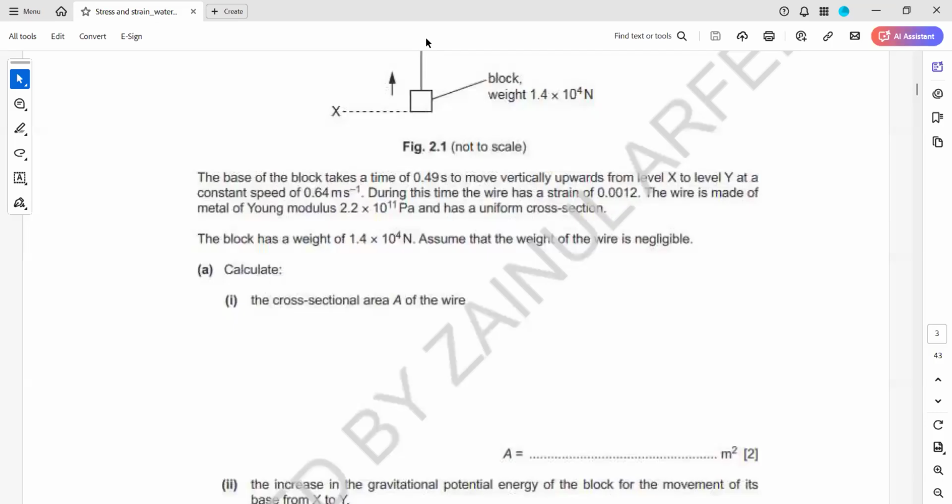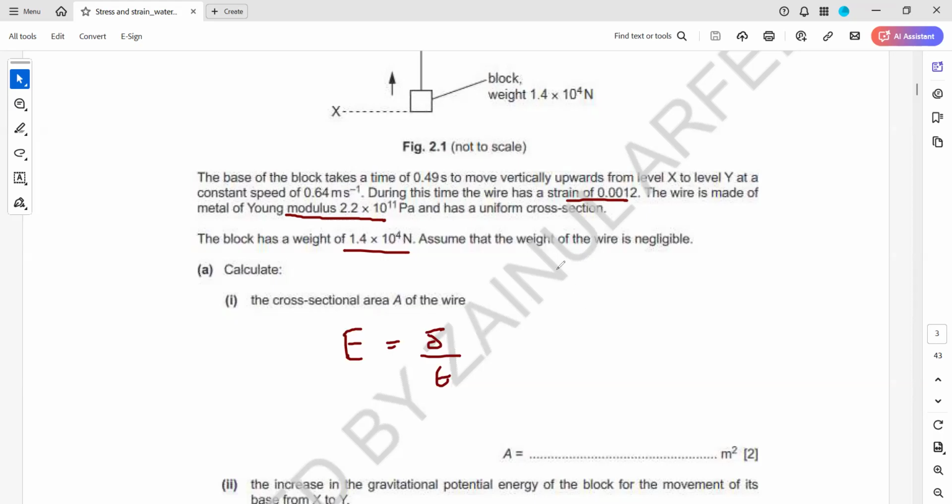So how can we work out the cross-sectional area? The Young's modulus is given. The strain is given. The force is given, because the weight on the wire is the force. We know the Young's modulus is a ratio between stress and strain. When we take the ratio between the stress and strain, we get the Young's modulus.